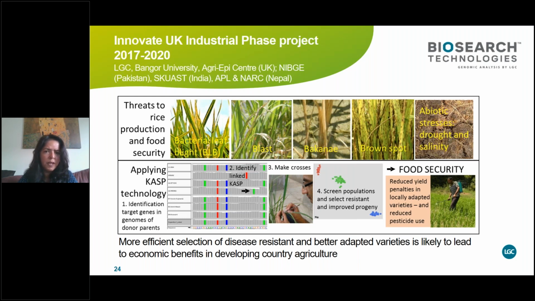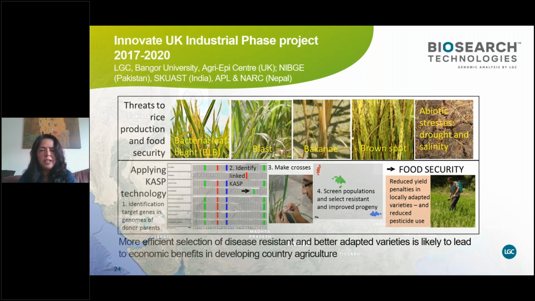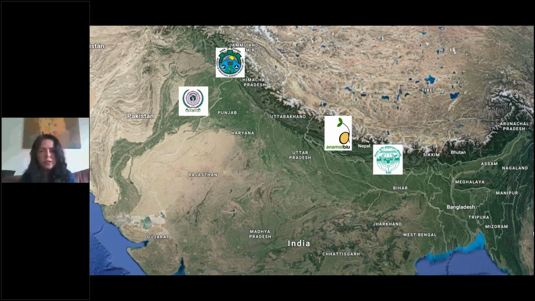So in this map, we can show you where our partners are actually located. On the left, we have NIBGE, which is in Pakistan. We have SKUAST, which is based in Kashmir. We have APL in Nepal, and NARC on the right-hand side, which is based in Kathmandu.